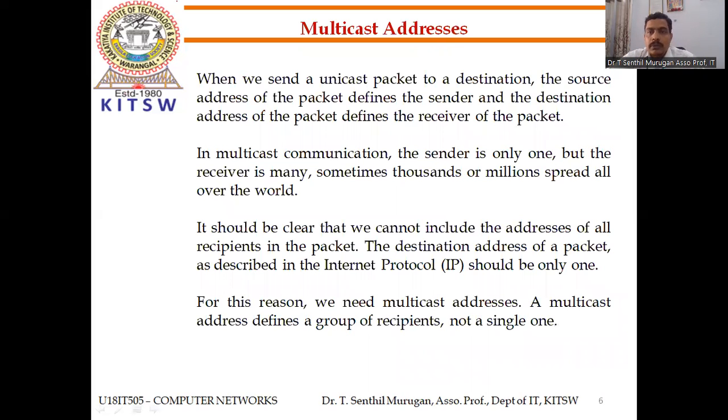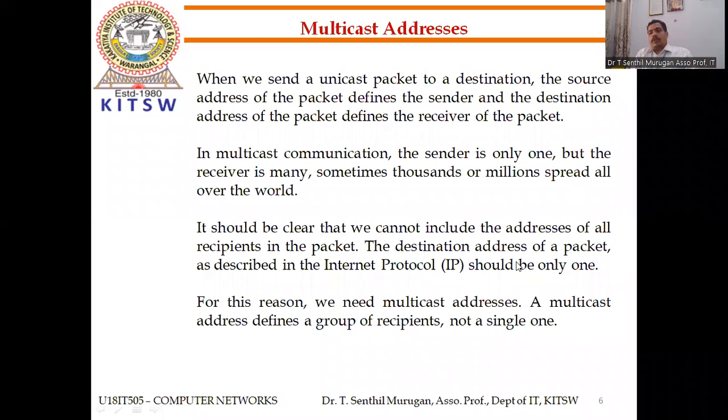Okay. So now you just think about it. What are multicast addresses? How will it be delivered? So think about unicast address and multicast address. Why are we using multicast addresses? In a unicast packet, when we send the unicast packet to the destination, the source address of the packet defines the sender. The destination represents the receiver. So clearly we know who is sender and who is receiver. This is unicasting.